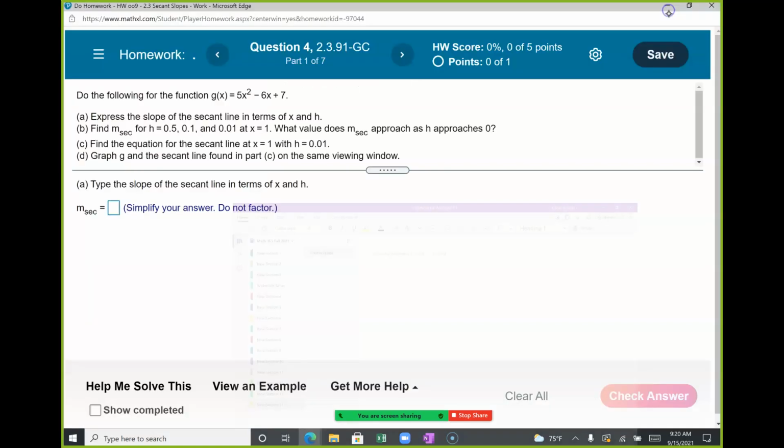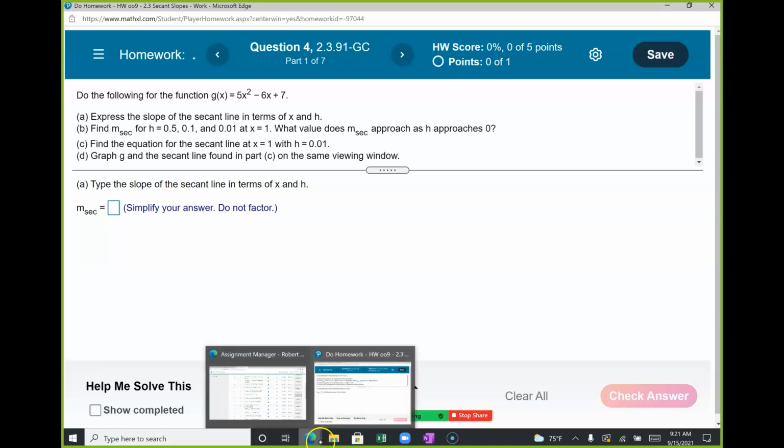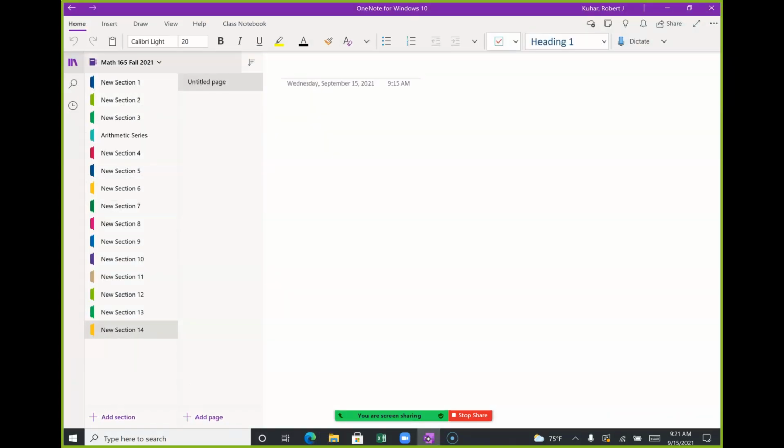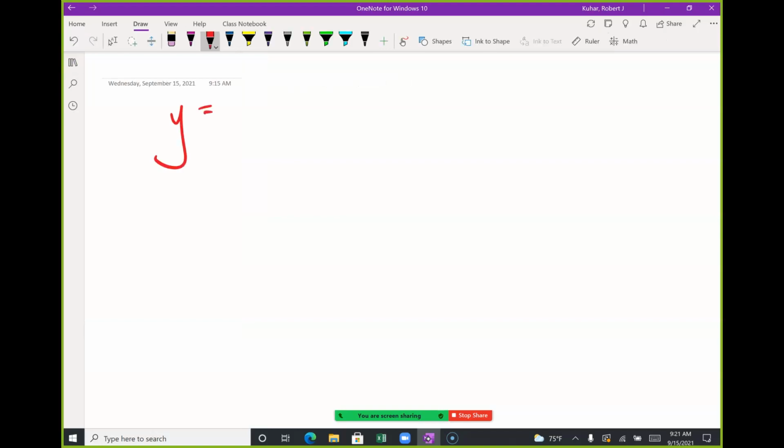On go. So 5x squared minus 6x plus 7. What's one of the first things I want you to do with this particular curve, this particular function? Whenever I give you a function, what would I expect you to do? Graph it, Robert. Thank you, class. Very good.